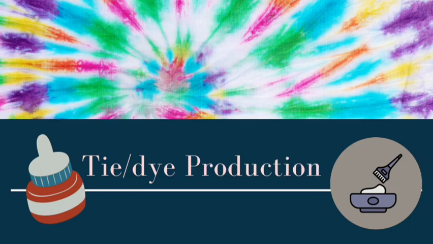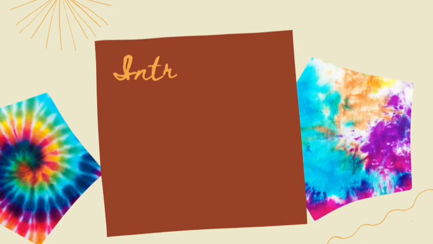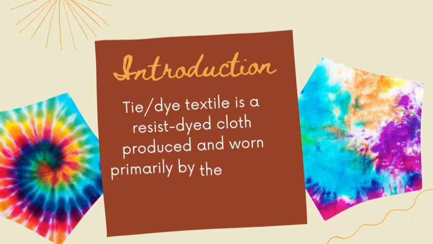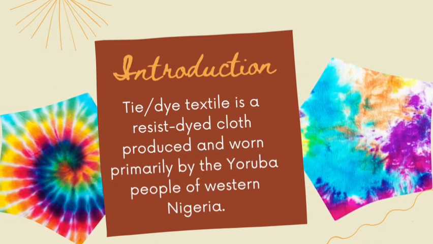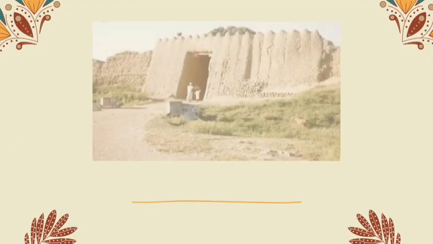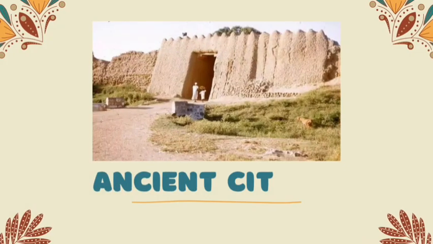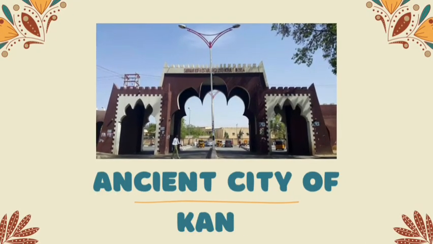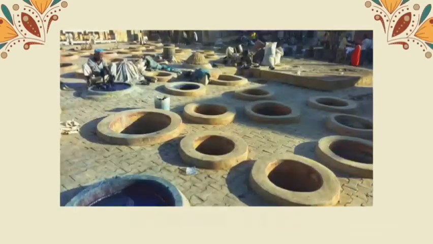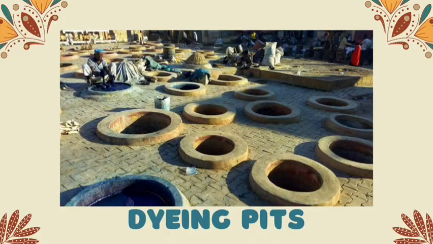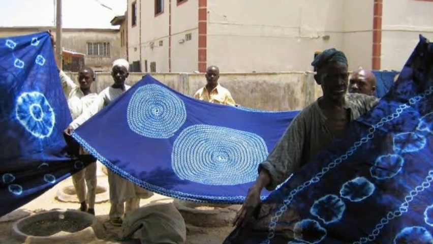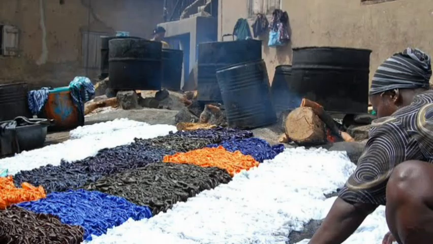Our topic for today's lesson is tie-dye production. Tie and dye is an old and popular tradition among the Yoruba people of western Nigeria, and it is produced and primarily worn by these people. This was also done in the ancient city of Kano, where pits are used to dye fabrics.